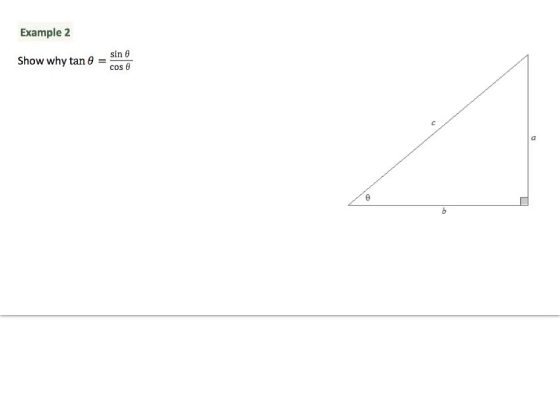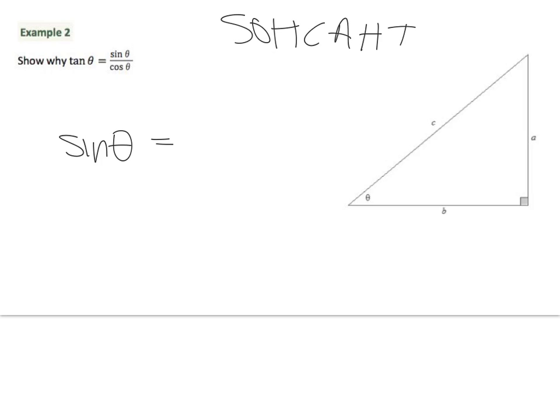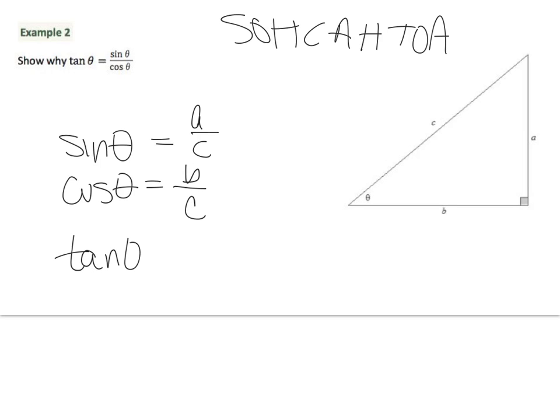Let's look at this example. Show why tan theta equals sine theta over cosine theta. First, let's try to show what sine theta is. In this particular example, sine is opposite over hypotenuse, so that's A over C. Cosine is adjacent over hypotenuse, which is B over C. Tan is opposite over adjacent, A over B.